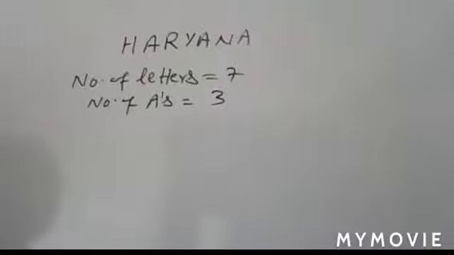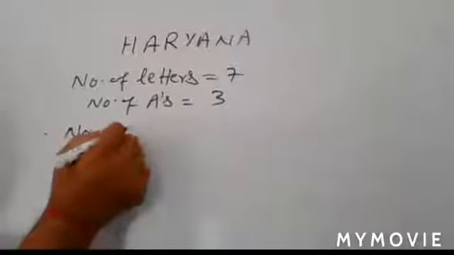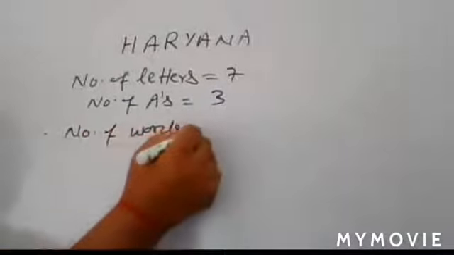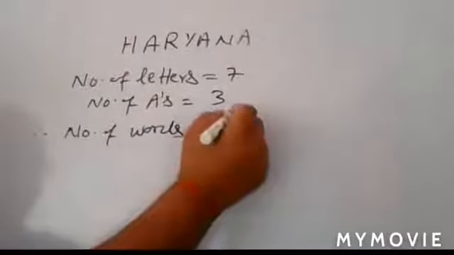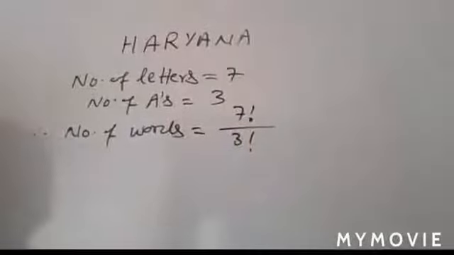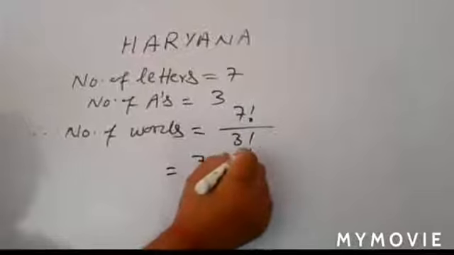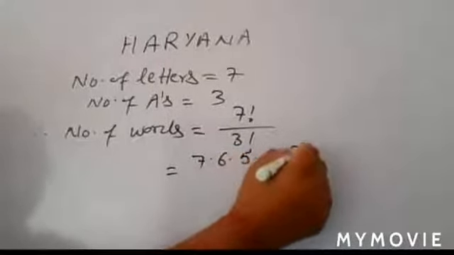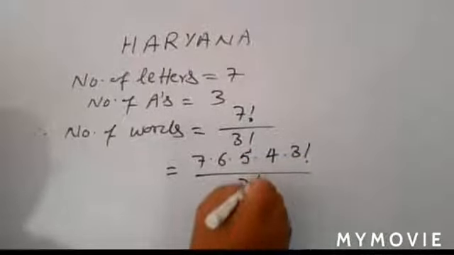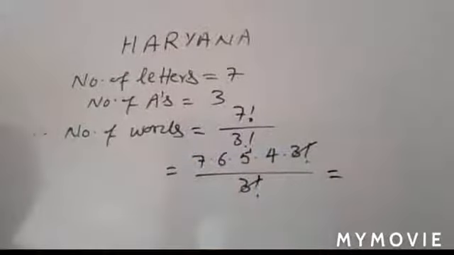Now, what is the total number of possible words? So write the number of words without any condition. Here you have factorial 7 upon factorial 3. Simplifying it, 7, 6, 5, 4, factorial 3 upon factorial 3. That we cancel out, and just multiplying, you will have 840 as your answer.